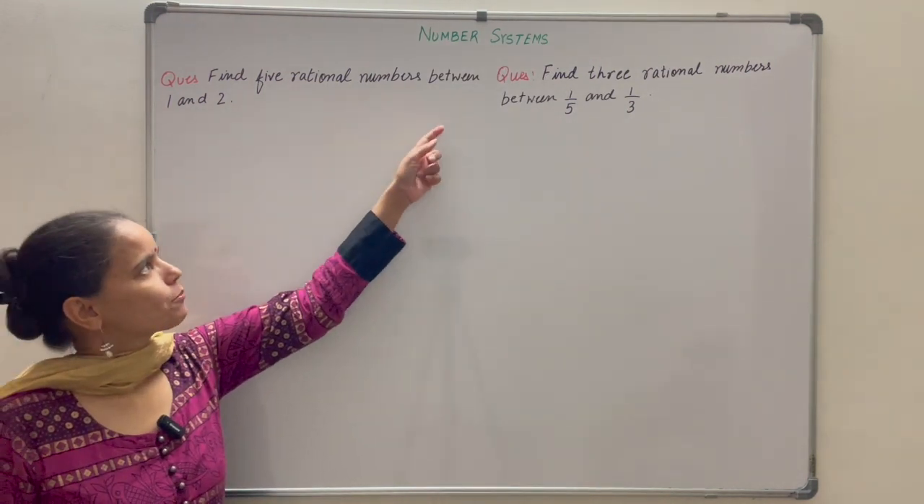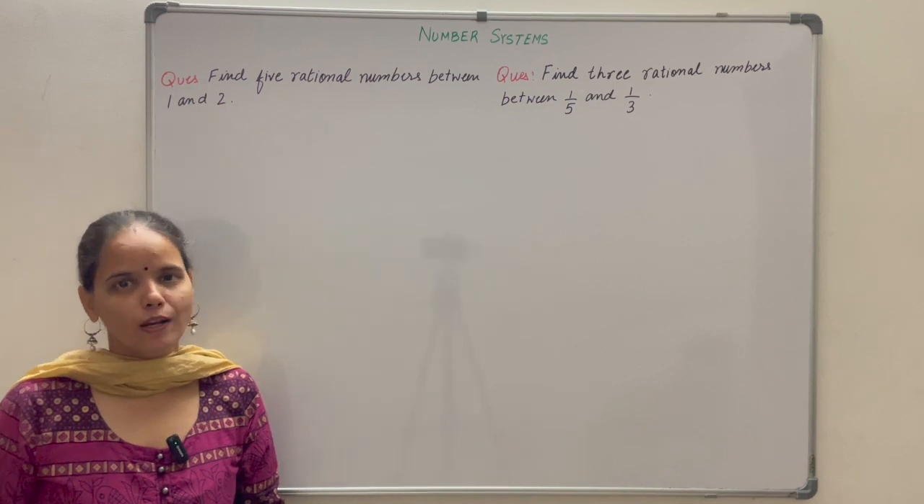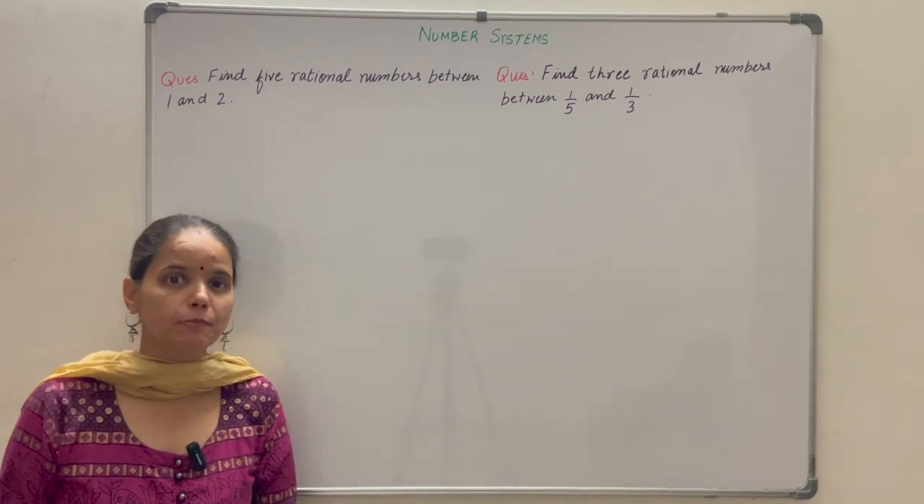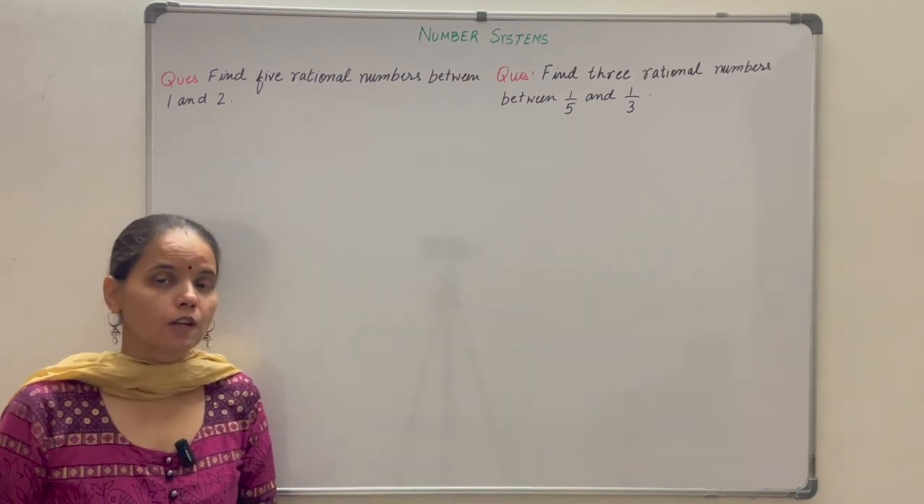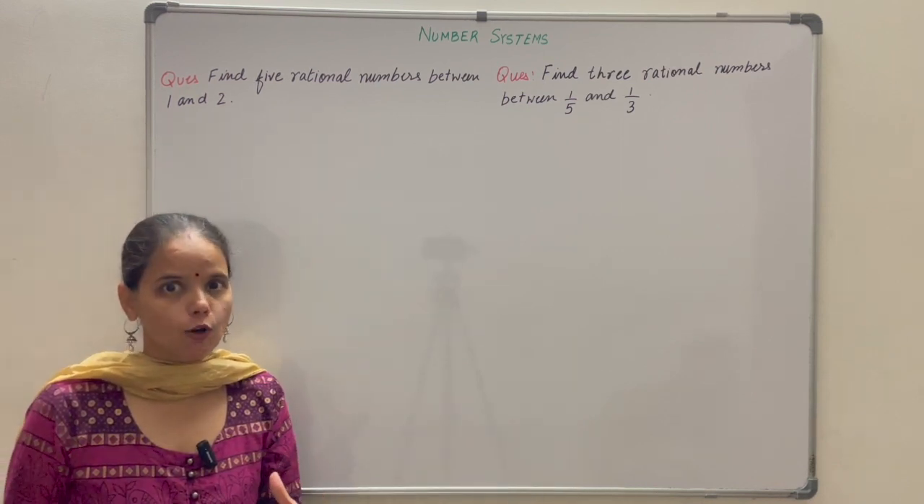Find 5 rational numbers between 1 and 2. So you have to find out 5 rational numbers between 1 and 2. For that, we are going to use the arithmetic mean concept. What is the arithmetic mean concept? Sum of all observations divided by the total number of observations. So when you use this, you get exactly the number which lies between all the observations.